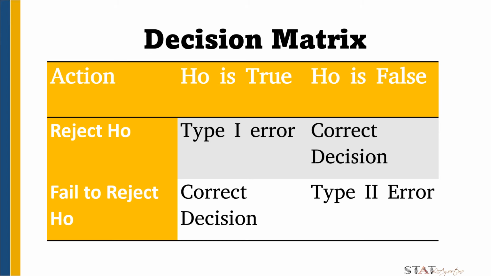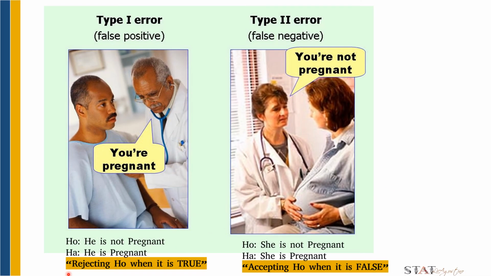Let's show you some examples. In this illustration, this is a type 1 error or false positive. For example, the null hypothesis is he is not pregnant, and your alternative hypothesis is he is pregnant. But when you test it, you say he is pregnant, then you reject H0 when it is true. Supposed to be he is not pregnant, but you said that he is pregnant.